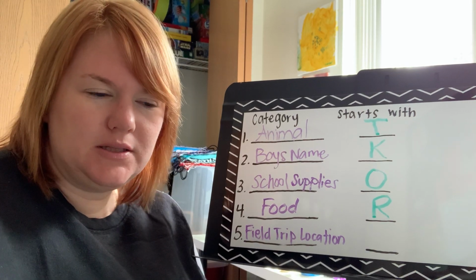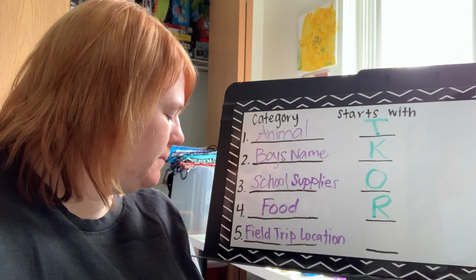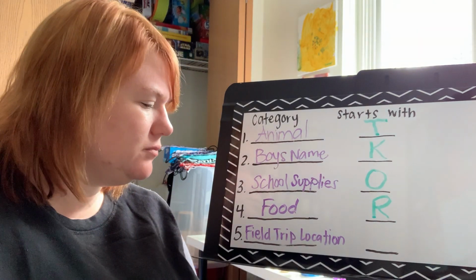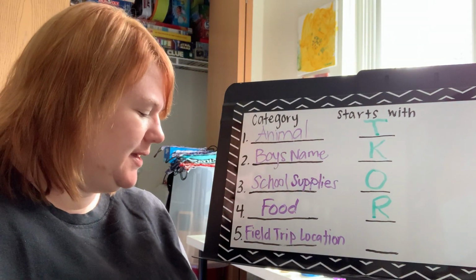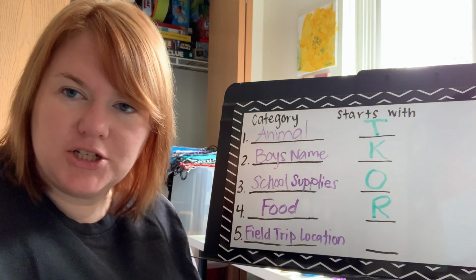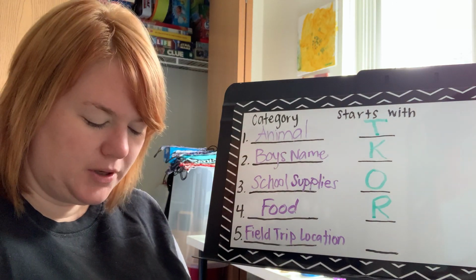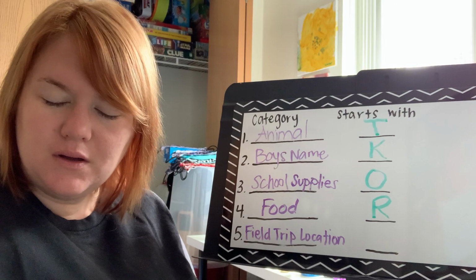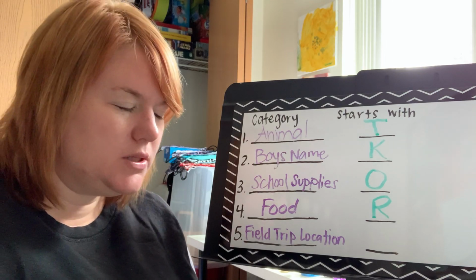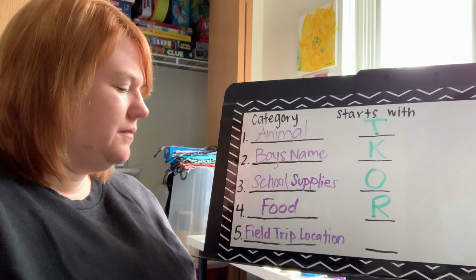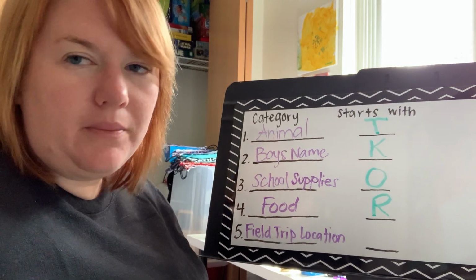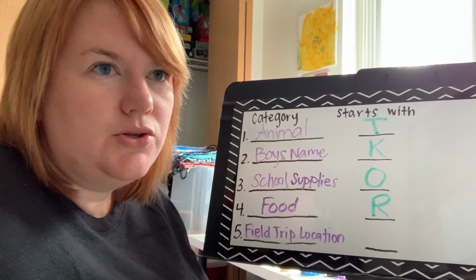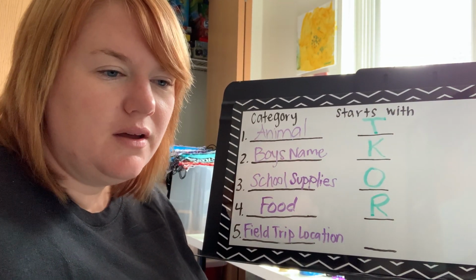All right, we're going to move on to number 5. Number 5 is field trip location. So anywhere you could take a field trip to. It could be far away, it could be close. So that's our category. Remember, museums, ballparks, zoos, everything.